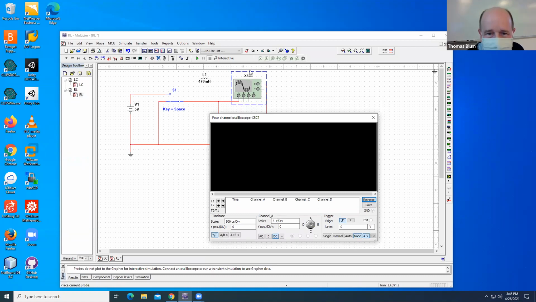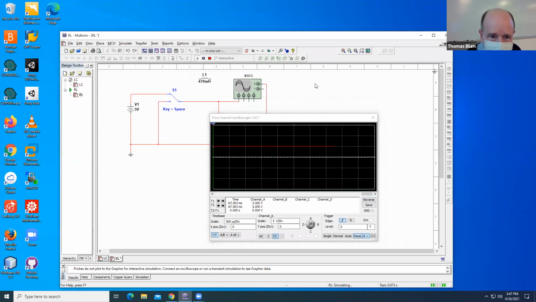Okay, so let's see what this circuit does. I'm going to turn it on. I'm going to click in the space, flip the space bar up and the space bar down, and turn it off. Okay. And here's what we had. It was a low, and then it goes up almost instantly. And then it goes down.